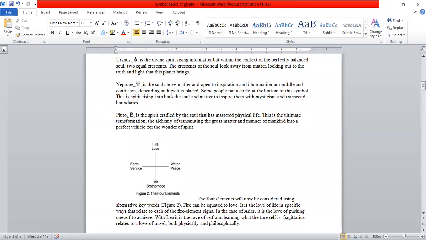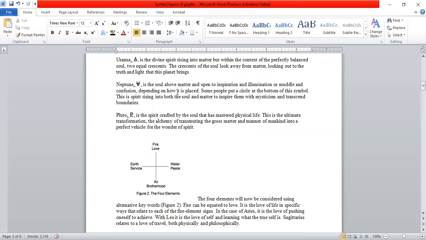Neptune is the soul above matter and open to inspiration and illumination, or muddle and confusion, depending on how it is placed. Some people put a circle at the bottom of the symbol. This is spirit rising into both the soul and matter to inspire them with mysticism and transcend boundaries.